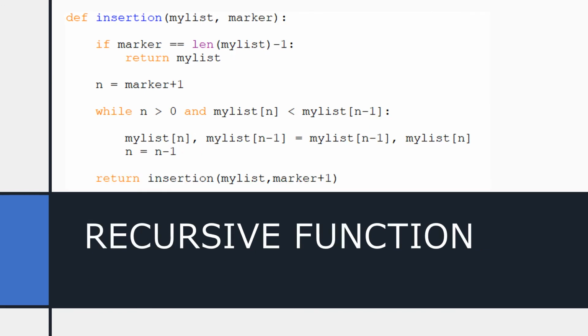And finally, we can also do the insertion sort as a recursive function. The base case is when the marker reaches the end of the list, and we have to pass on the list and the marker as parameters. The marker goes on forward by one each time, so we're calling the function over and over again with the marker moving on each time.